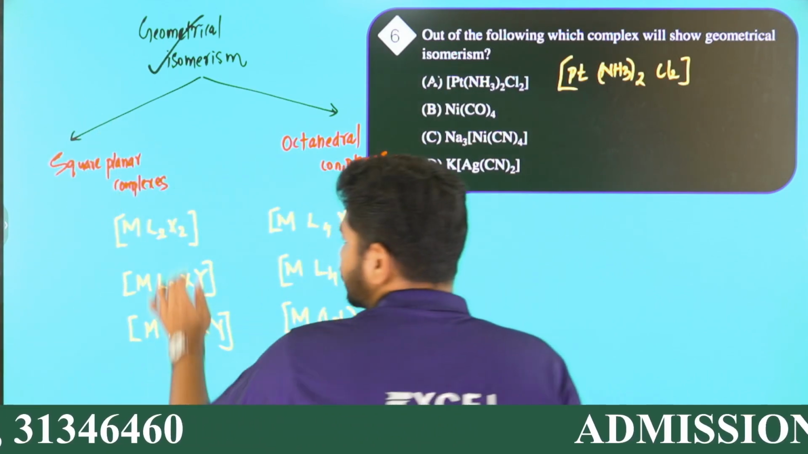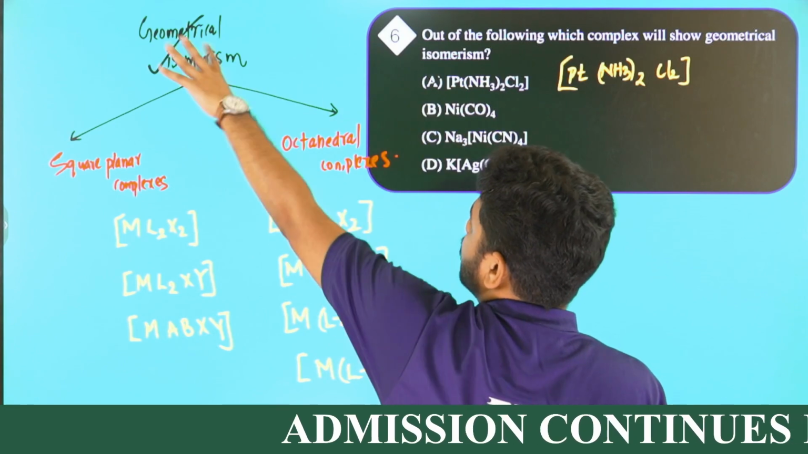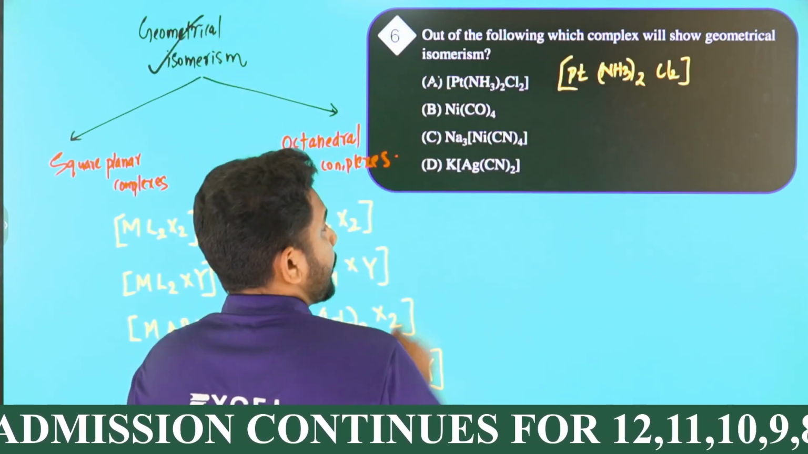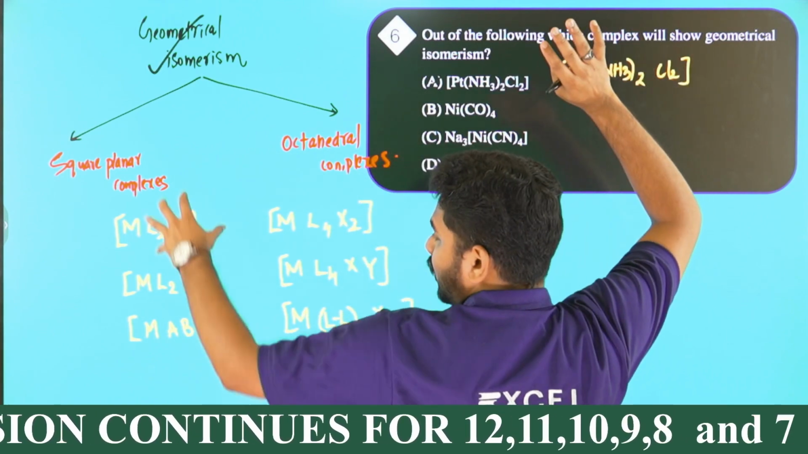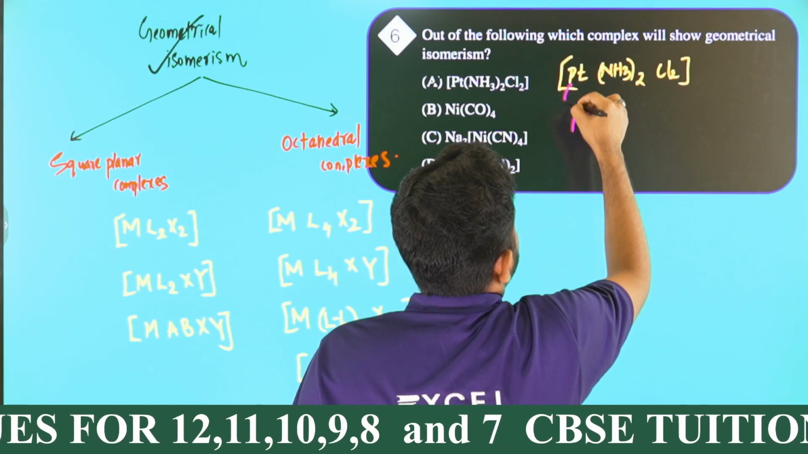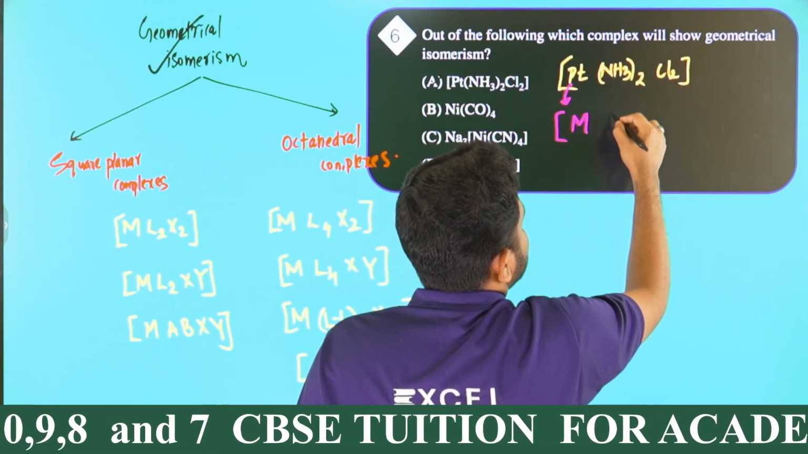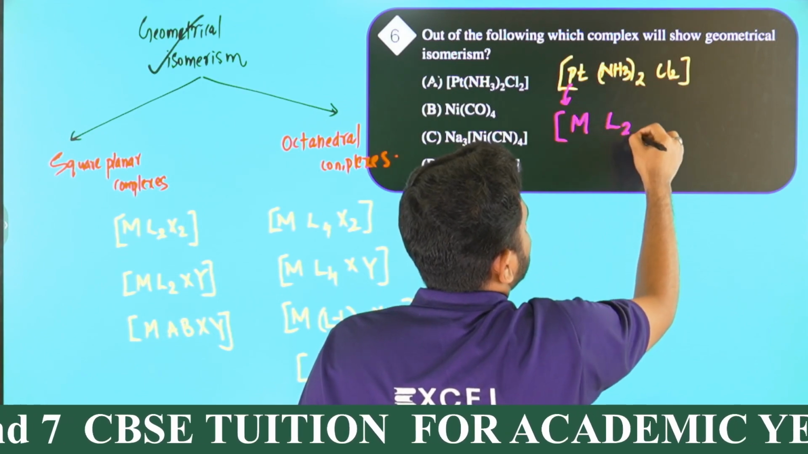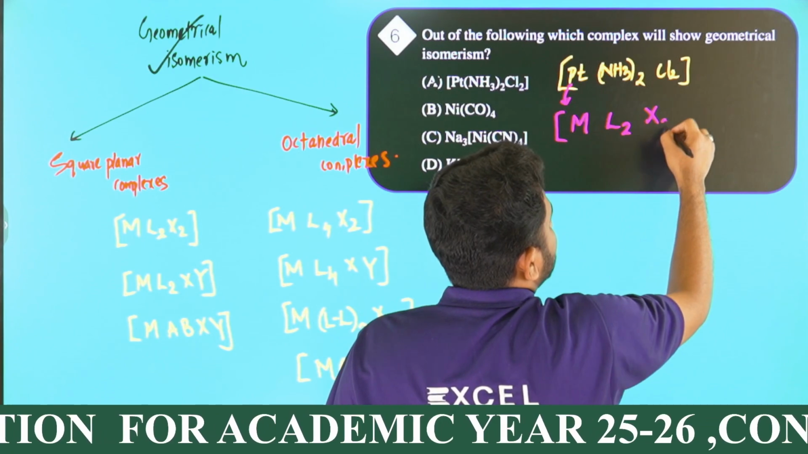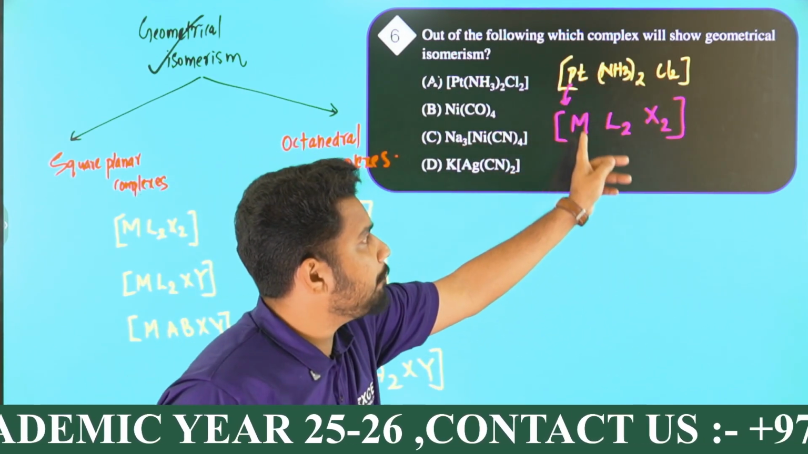For a square planar complex, these are the general formulas for the compounds having geometrical isomerism. So you can see, we can check whether this compound is in this form or not. We can see a central metal, M. Platinum is the central metal. Then a ligand, NH3 is a ligand. How many NH3 are there? 2 NH3. And chlorine is another ligand, X. How many chlorine are there? 2. So you can see now this compound is in the form ML2X2.